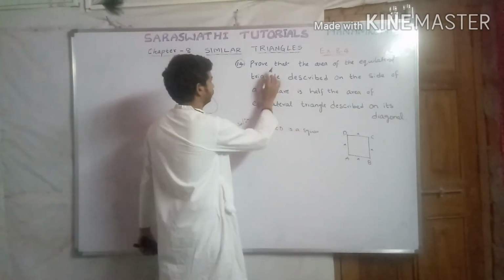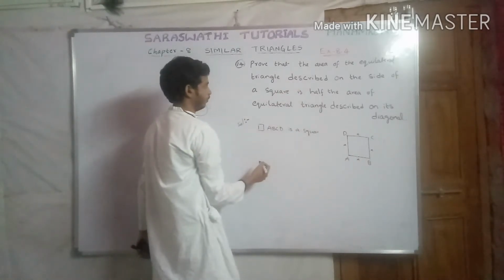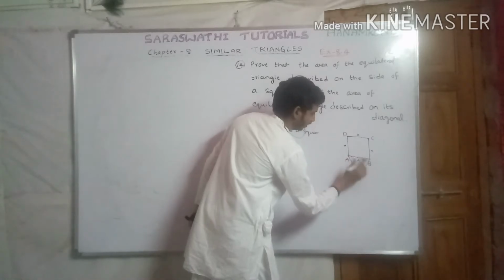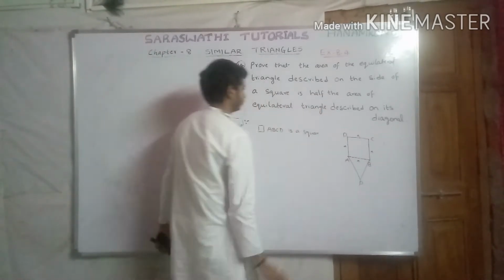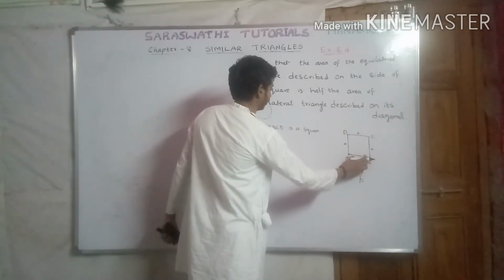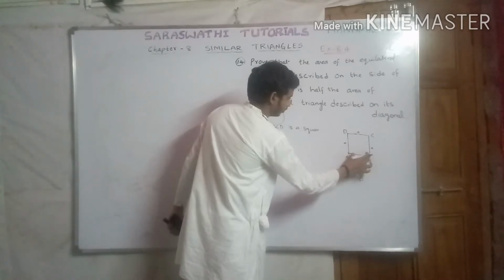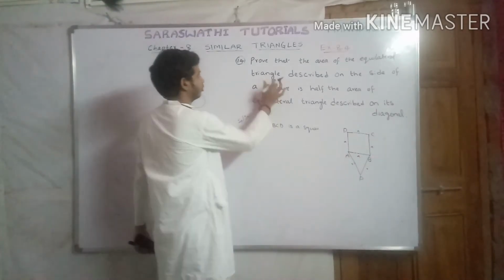So we have to prove that the area of an equilateral triangle described on the side of a square. Let an equilateral triangle be drawn on the side AB, and let it be APB. So APB is the equilateral triangle drawn on the side AB. That means AP equals AB equals BP, so all sides are a units.